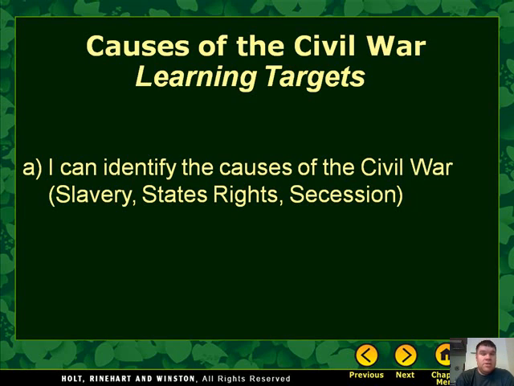On the screen you can see the learning target that we have for this section: you should be able to identify the causes of the Civil War, and there are three of them that we're going to be talking about: slavery, states' rights, and secession. So keep your eyes open for those three things as we talk about the causes of the Civil War.